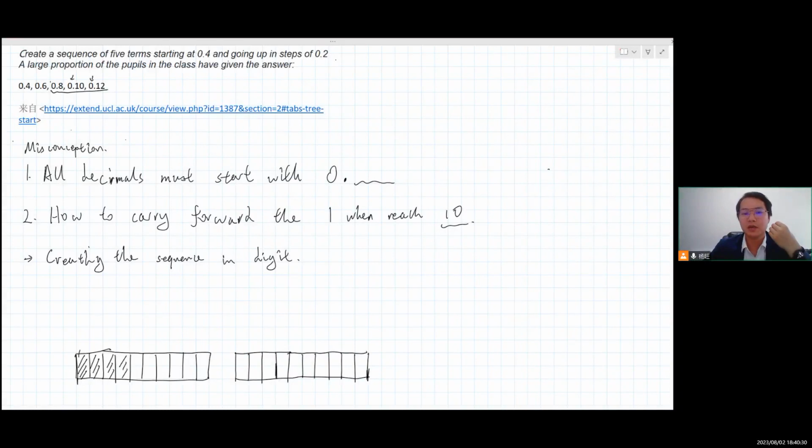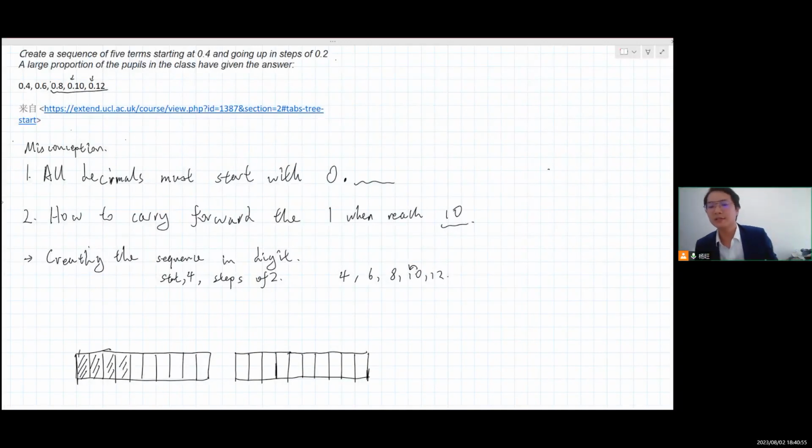So for example, I would ask them to create the same sequence, but start with 4 and steps of 2. So I would see if they're familiar with writing 4, 6, 8, 10, 12. If they are, then I would ask them, why has 8 gone to 10? Why did the digit 8 suddenly become 0 and we have 2 digits? Or basically, carrying on the digit.